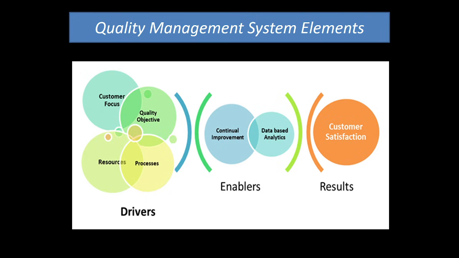Next is quality objectives. These are measurable targets that guide our activities and ensure our performance stays aligned with our strategy. The third is resources. This includes people, infrastructure, equipment, time, and financial support needed to achieve quality. The last under the drivers is processes. These are the workflows and activities that convert inputs into outputs. Effective process management is a foundation of ISO 9001. All these drivers overlap and interact. They do not work in isolation. Together, they create the foundation on which the rest of the QMS is built.